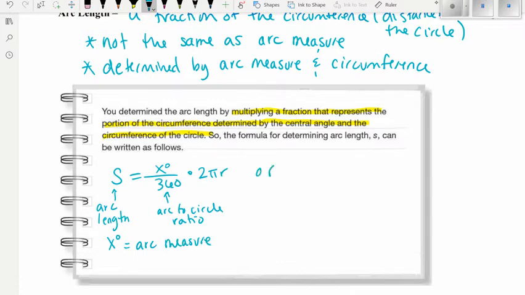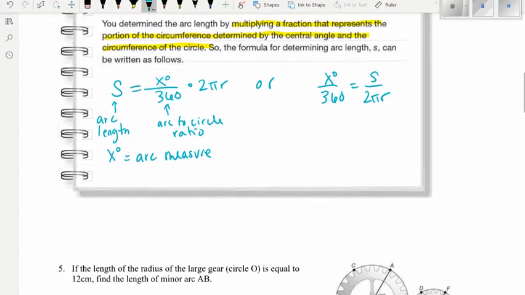Or you could also set it up as part of the whole. So we have x degrees over 360 is equal to the arc length over the whole, which of course the whole circumference, remember, is 2 pi r. That's how we find the circumference of a circle. And so that's another way if that helps you remember the formula better. Either way, we just multiply both sides by 2 pi r to solve for S. It's the only thing that's different.